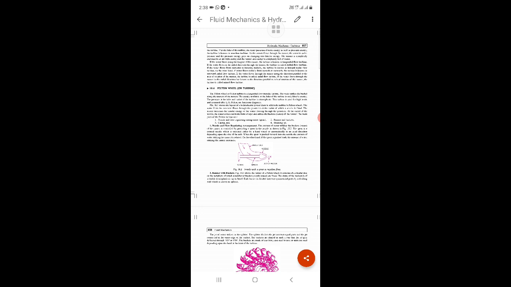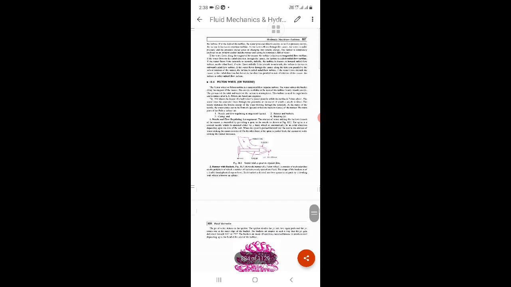So the main parts of a Pelton wheel turbine are the nozzle with flow regulating arrangement, runner with bucket, casing and braking jet. So first is the nozzle with flow regulating arrangement. The amount of water striking the bucket of the runner is controlled by providing a spear rod as shown in the figure. The spear has a conical needle which is operated by a hand wheel automatically.